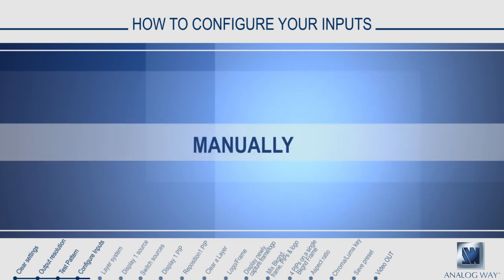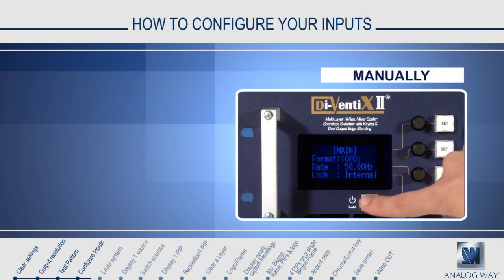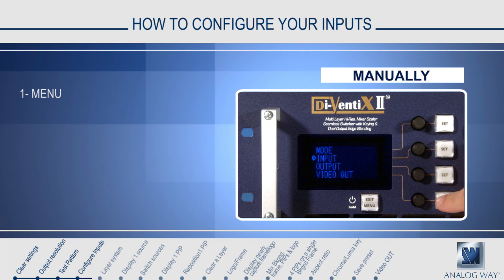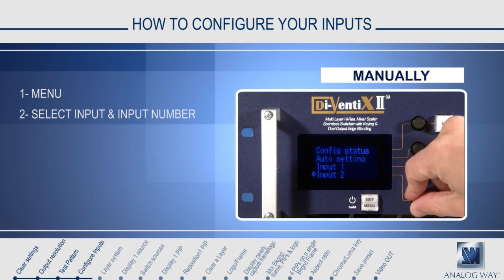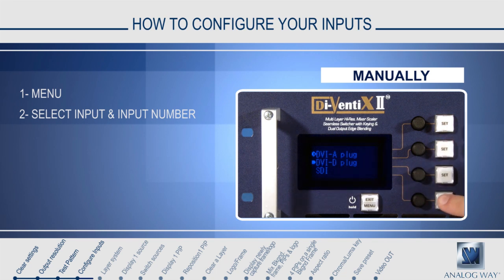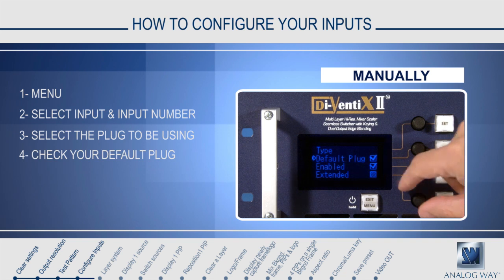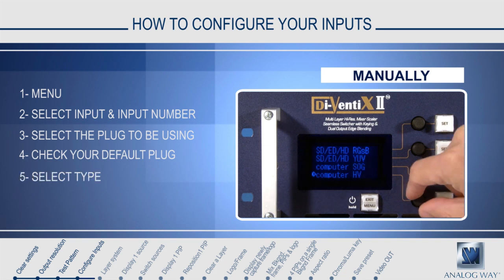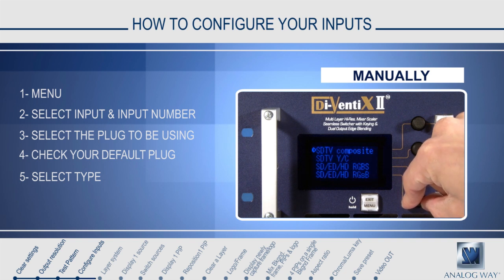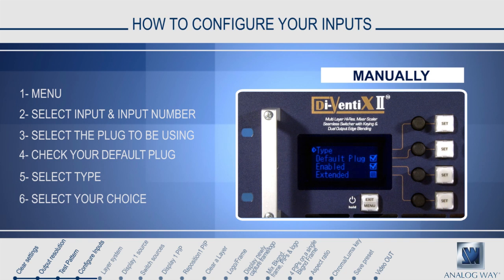If you wish to adjust the input formats detected by the automatic configuration, or you wish to manually adjust the inputs, you can also easily do so. To manually adjust the input format, select Menu, navigate to Input, then select the input number that you wish to adjust. Select the plug you'll be using, and then check the box to confirm this as your default plug. Select Type and choose the most appropriate input format. For example, SD ED HD YUV for component signals.